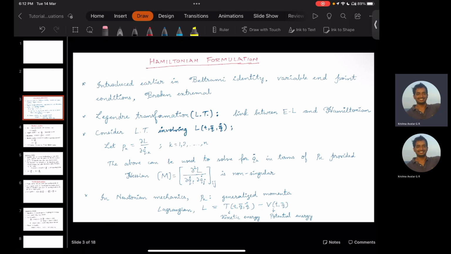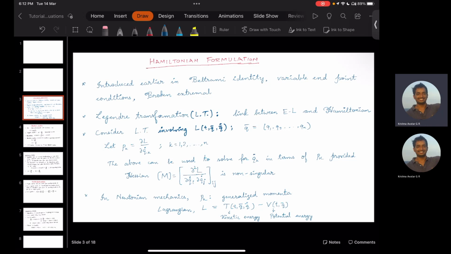So let's consider LT involving a Lagrangian function L, which is a function of t, the Q vector and the Q dot vector. And the Q vector here consists of n components. So I'll write the Q vector as Q1, Q2, up to Qn. These are also known as generalized coordinates. And we define a quantity called pk, which is mathematically expressed as the partial derivative of L with respect to qk dot, to give the kth component of the p vector.